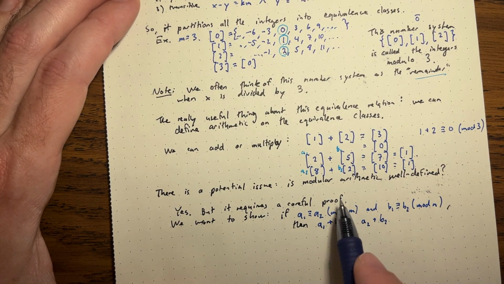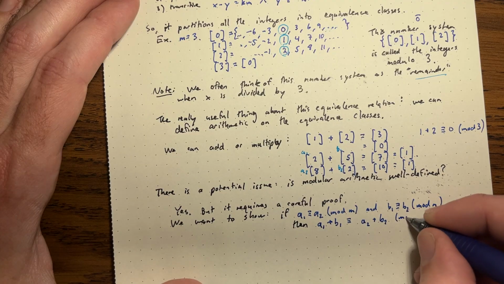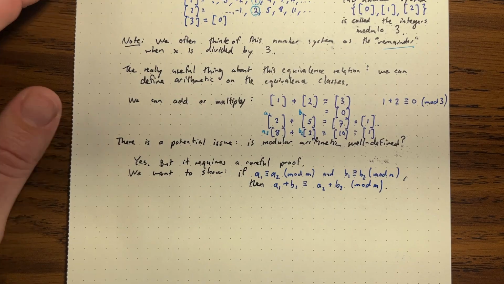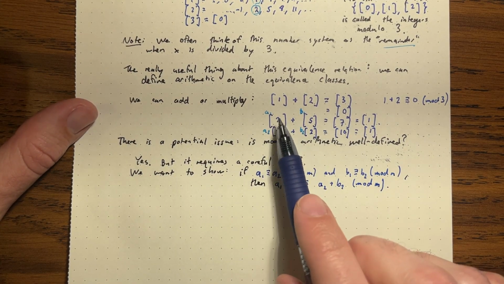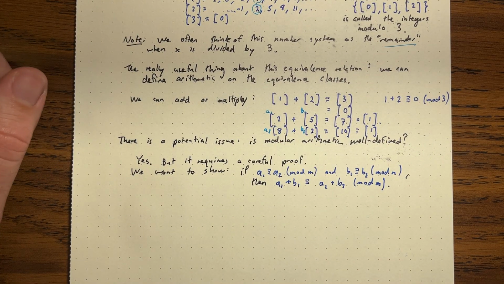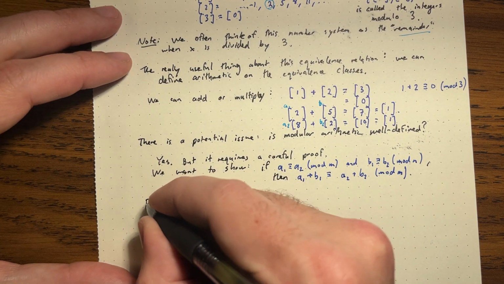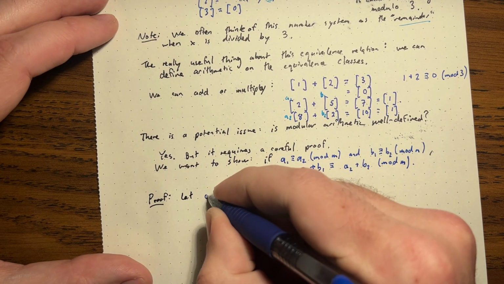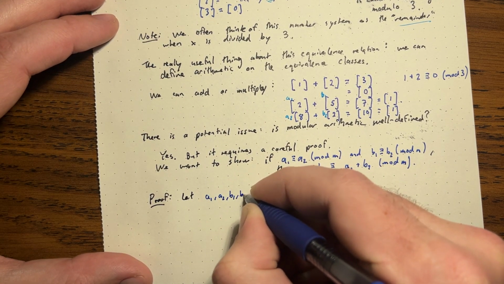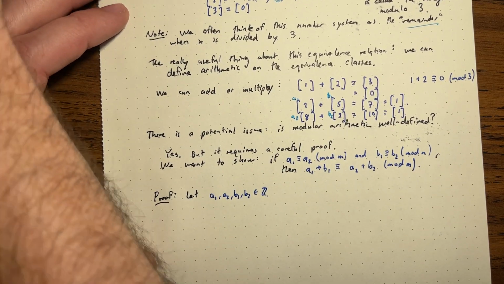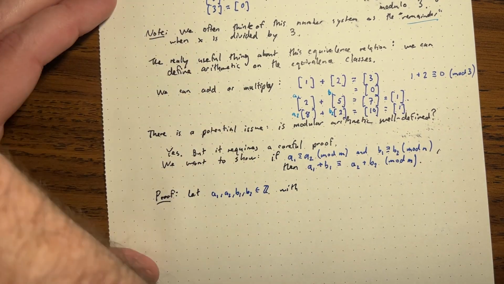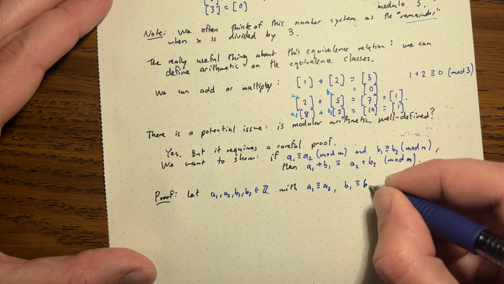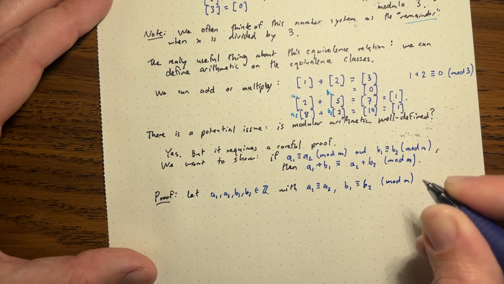Did I do that right? Yeah. Mod M. Okay. Does that make sense? So, I'm going to show this is well defined. It doesn't matter which representative of each class we choose. Okay, let's go ahead and prove this. So proof. Let A1, A2, B1, B2 be integers, with A1 and A2 belonging to the same class. So A1 is congruent to A2, and B1 is congruent to B2 modulo M. Okay, so that's our setup.